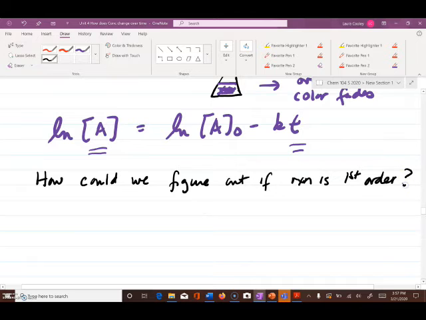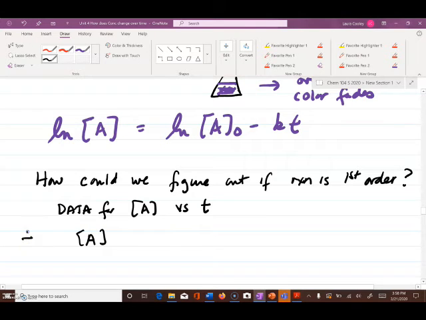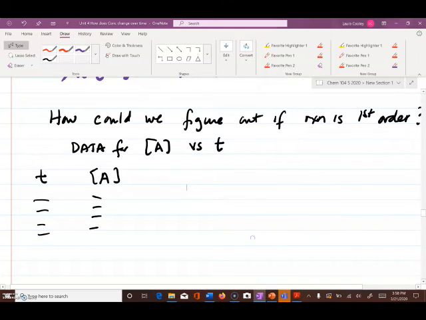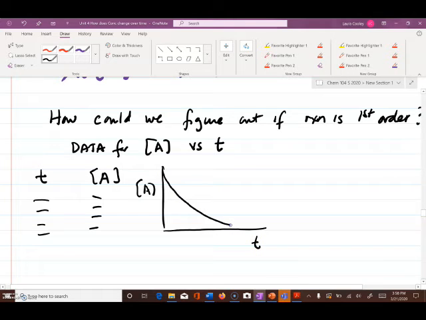If you take a close look at this equation, let's not forget that we will have data for the concentration of A versus t. So we'll have this concentration of A and time, all kinds of numbers here. And if we did a graph of the concentration of A versus time, we know that graph would not be a line. This would not be linear.